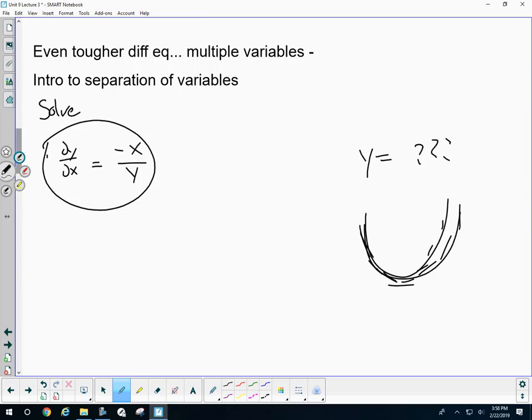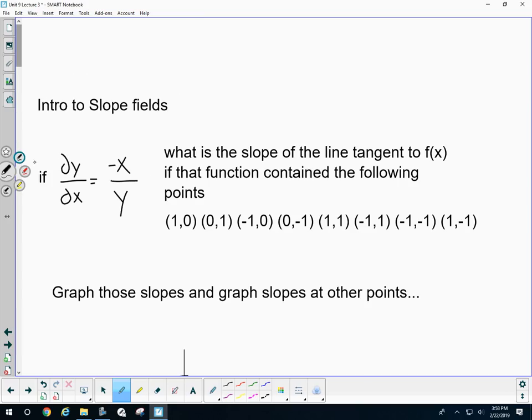Okay, good. Well, we are going to introduce something called a slope field. A slope field is a visual representation of dy dx. It is an aid to help you understand what your solution y equals will look like.